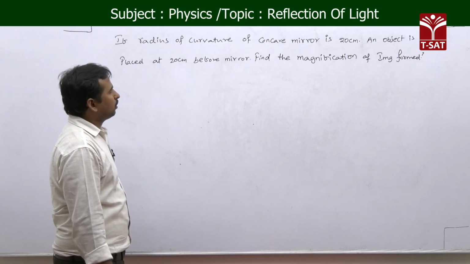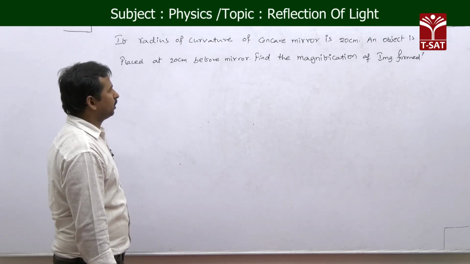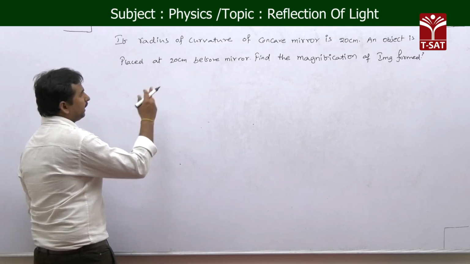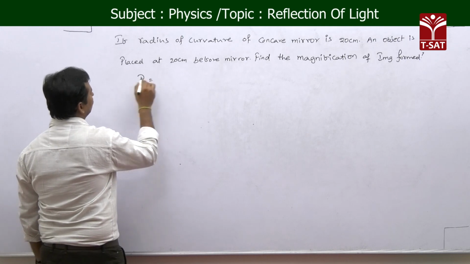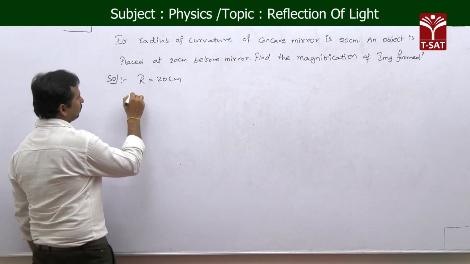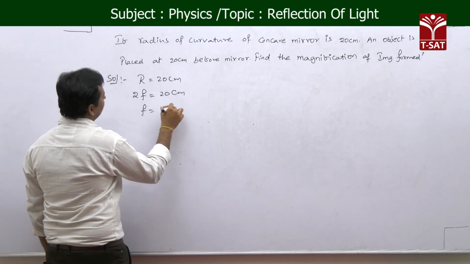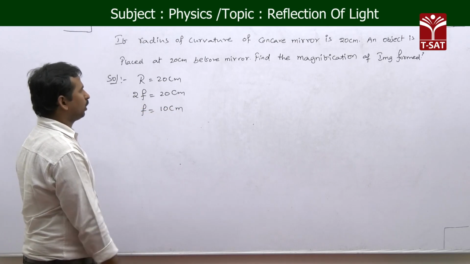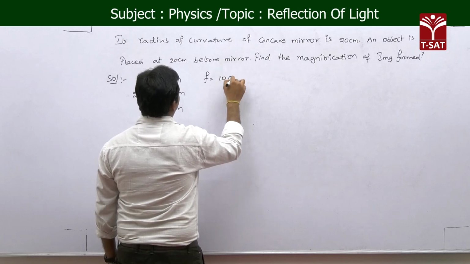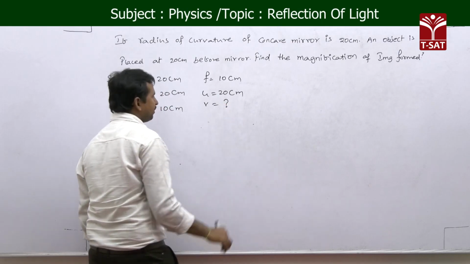If the radius of curvature of a concave mirror is 20 centimeters and an object is placed at 20 centimeters before the mirror, then find the magnitude of the image formed. Here the radius of curvature is given, so r is equal to 20 centimeters. We know that r is equal to 2f, so f becomes 10 centimeters. Now we have the focal length for our concave mirror, and the object distance is also given, at 20 centimeters. Again we have to find the image distance here.